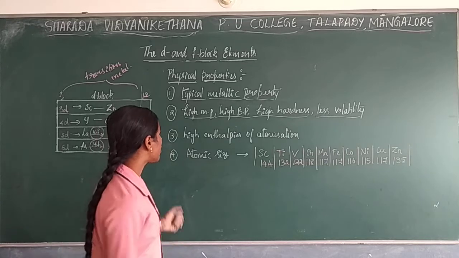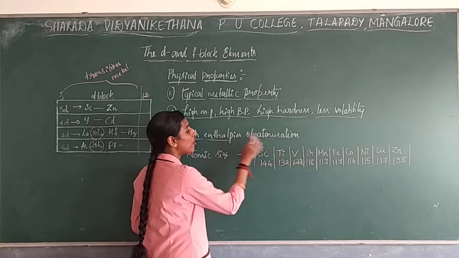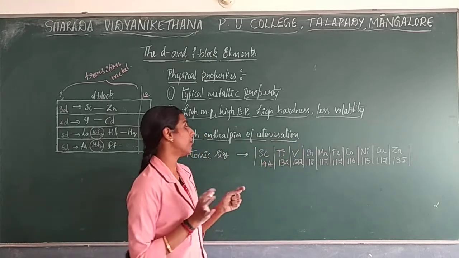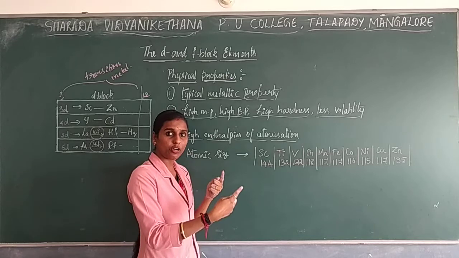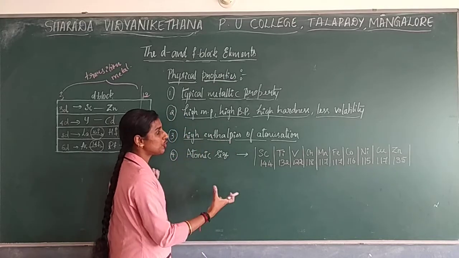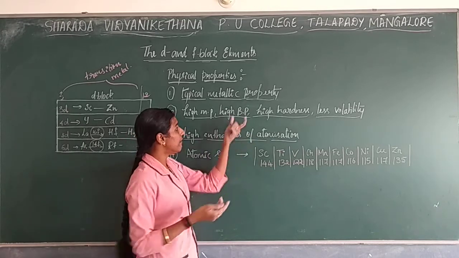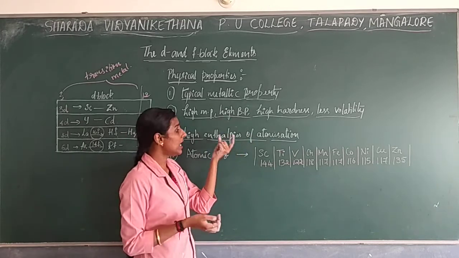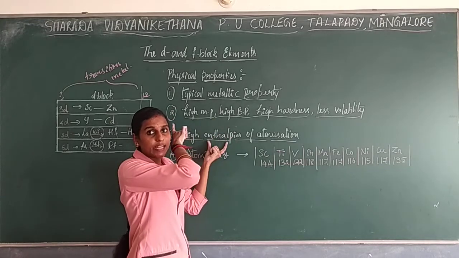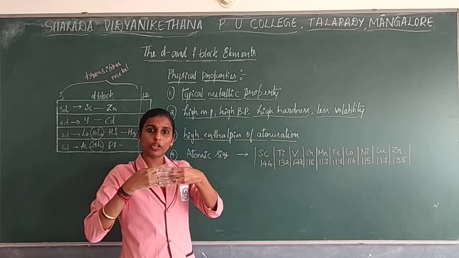High enthalpies of atomization. Atomization in the sense of how much energy you are going to give to form an atom. Separation of an atom, how it will take place from a compound, is based on the energy that you are going to give. So here you need to give high energy to form atoms. Why do you have to give high energy? With the same reason: transition elements have unpaired electrons.